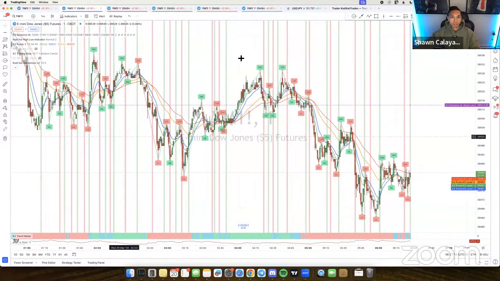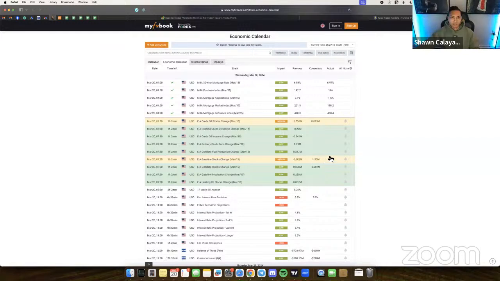Here is our main chart. Looking at our main chart over here, I'm going to go ahead and check the calendar. So for today, we had news at 4 o'clock. Then we have news at 7:30, and that's pretty much it. It's just gas and oil stock change that happens every Wednesday at 7:30.